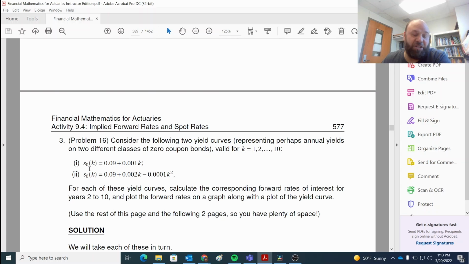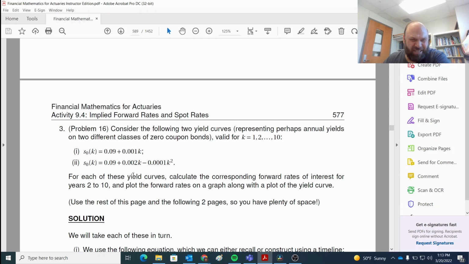Occasionally you'll see some little equation for the yield curve instead of just a table, right? In this case, there's a pattern. This first one's linear. The second one is quadratic with a negative leading coefficient. So you know that means your parabola opens downwards, from pre-calculus. And what we're asked to do is find the forward rates, and then we're going to plot both.